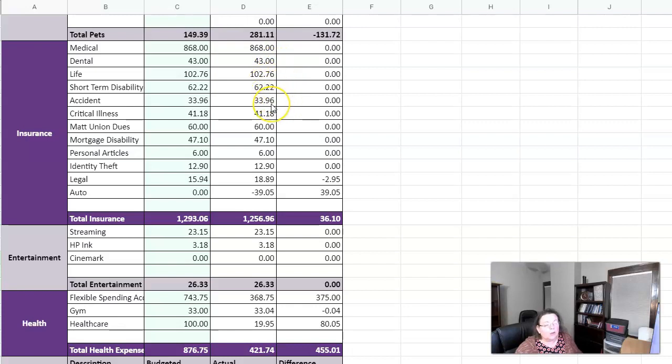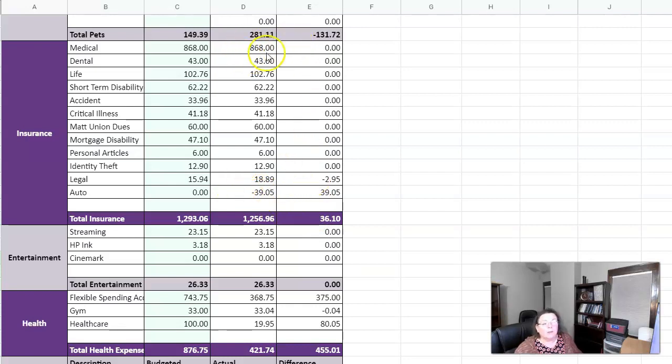In insurance, you can see we had $868 for medical, $43 for dental, $102 for life, $62 for short-term disability, $33 for accident, $41 for critical illness, $60 for Matt's union dues, $47 for mortgage disability, $6 for personal articles, $12 for identity theft, $18 for legal, and then we got a credit of $39 back from our auto insurance, and that brought the total to $1,256, which was under by $36, pretty much a reflection of this refund that we got from our auto insurance.